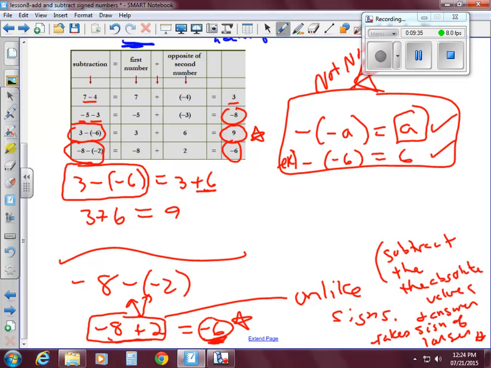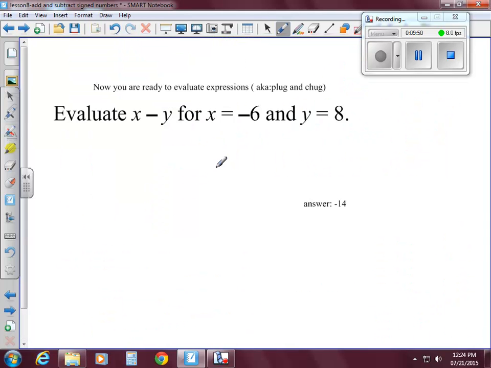But again, if you just draw it out on the number line, you're going to naturally get comfortable with that. If you're sitting at negative 8 and you move to the right 2, gain 2, you're going to be at negative 6. Or if you just think about money. Okay. Now we're ready.